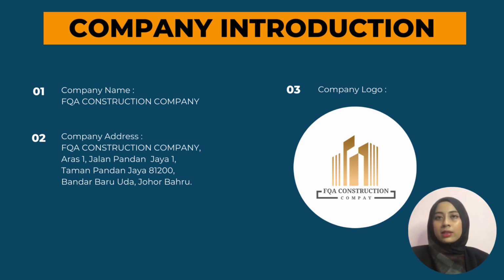Our company name is FKA Construction Company, and we are located at Arah 1 Jalan Pananjaya 1, Taman Pananjaya 81200, Bandar Baru Udah, Johor Bahru, and this is our company logo.